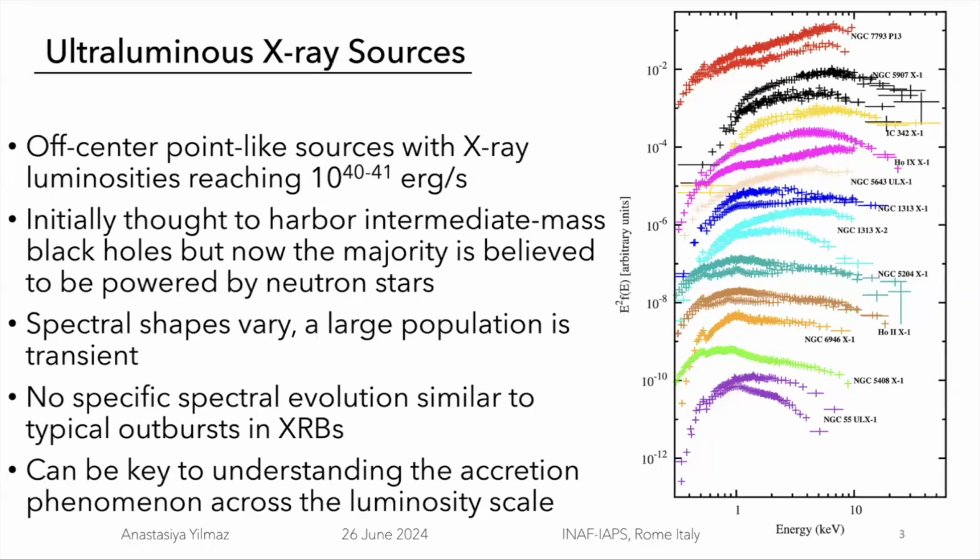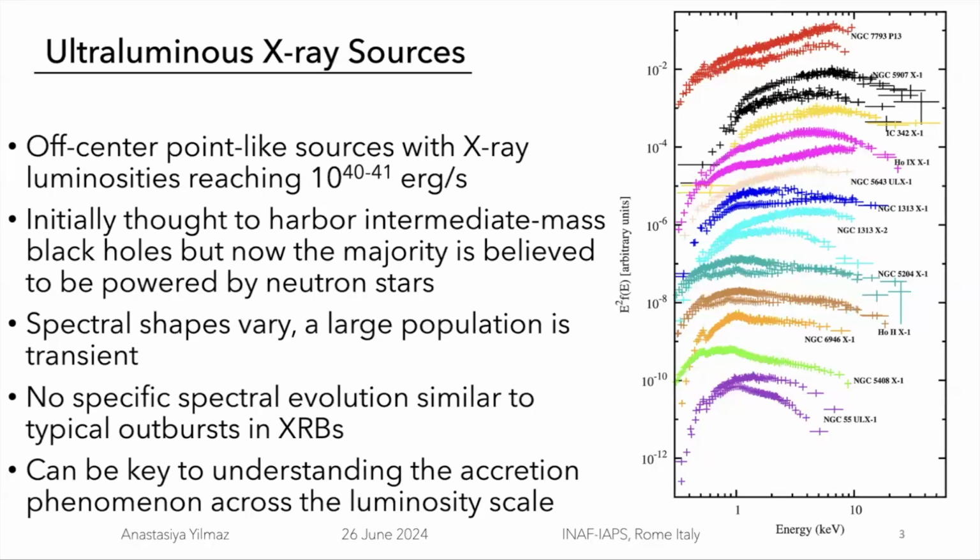The reason that I included them in this presentation is because I'm trying to bind the two ends of the luminosity scale, building a connection between the known black hole X-ray binaries and some of the ultraluminous X-ray sources. Ultraluminous X-ray sources are off-center point-like sources where the X-ray luminosity reaches 10^40 or 10^41 erg per second.